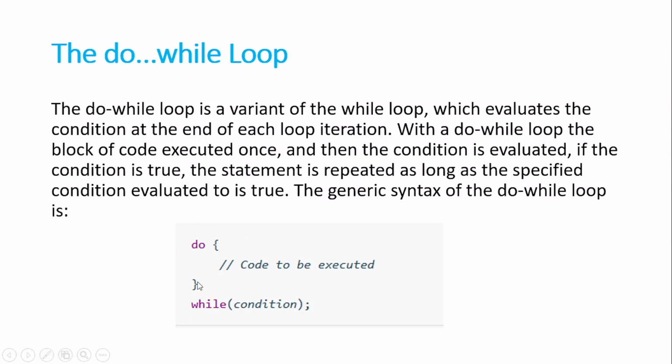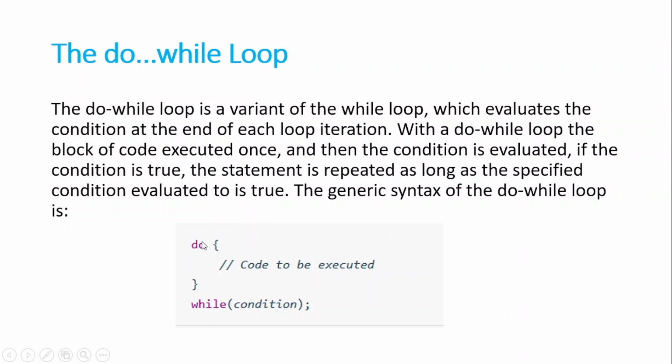So the do while loop is kind of similar to the while loop, but the difference is that the do while loop first executes the statement and then after that it checks the condition. So first it will execute the block of code and then it will check whether the condition is met or not. The next time it will not execute if the condition is false. So in this case the do while loop executes this block of code at least once, because if the condition is false the next time it will not do that.